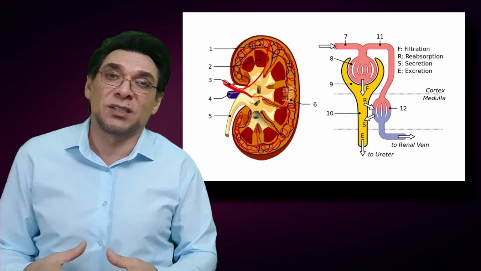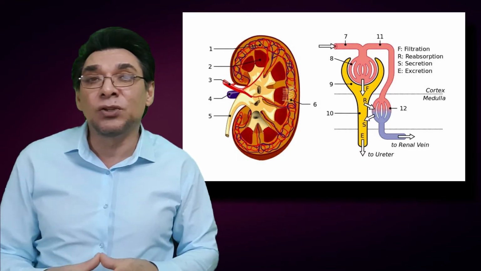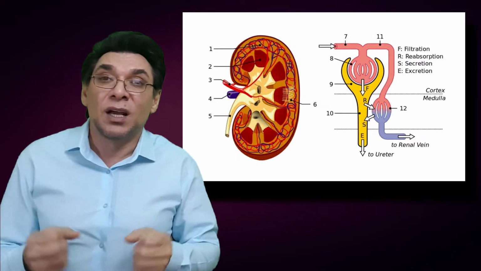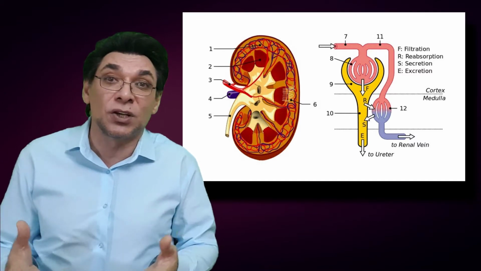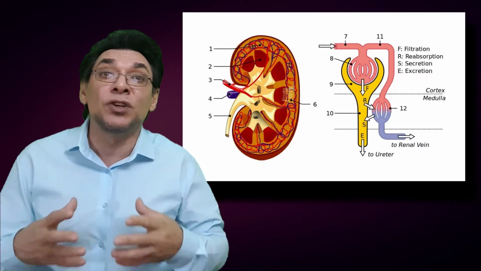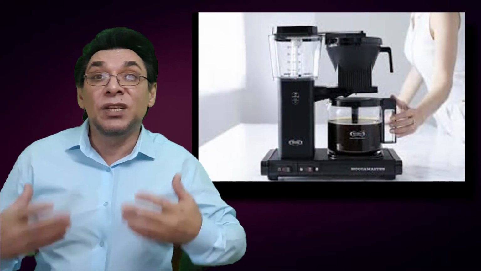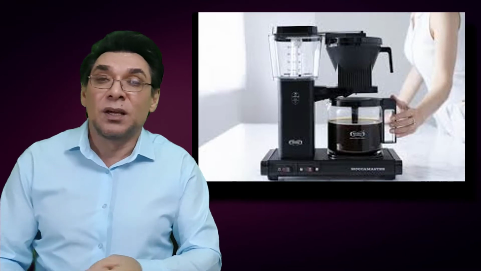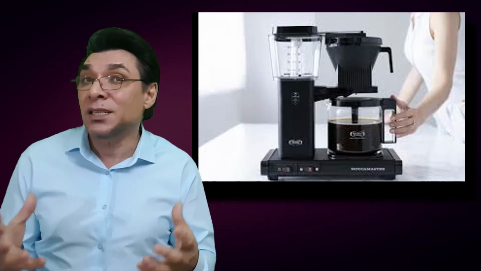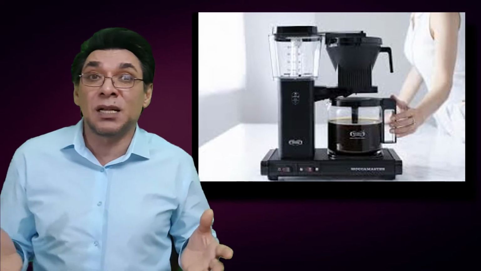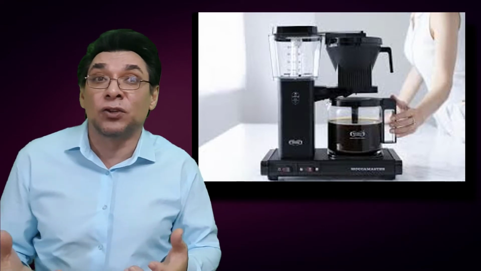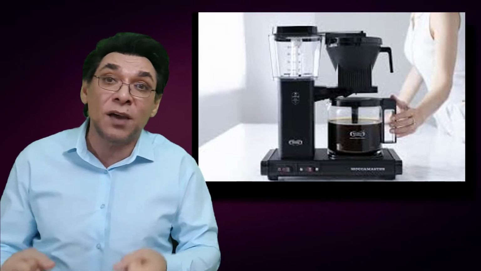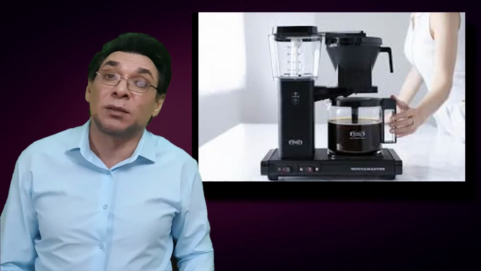Filtration is a non-specific process whereby materials are separated based on size or charge. A simple example of size filtration is demonstrated by a drip coffee maker. In this case, the driving force of filtration is gravity. The kidneys also use size filtration to remove substances from the blood by filtering it. But in this case, the driving force of this filtration is blood pressure.